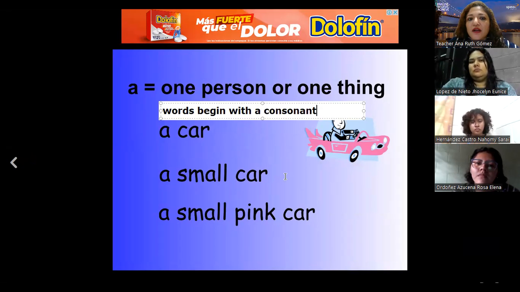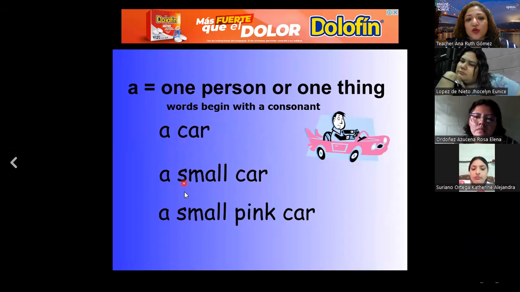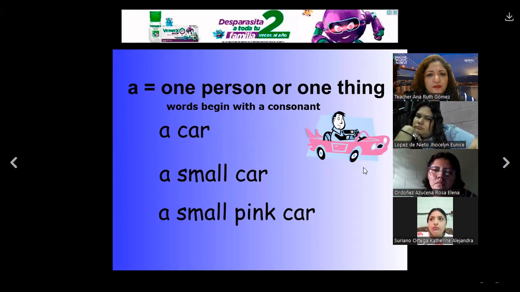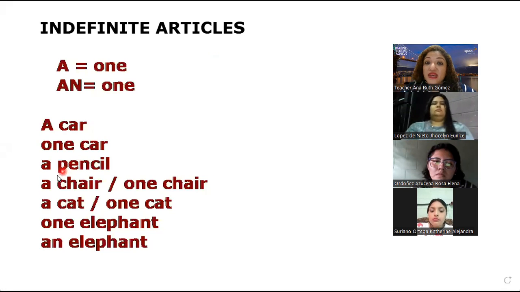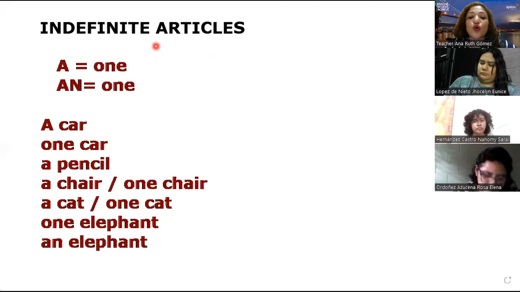For example, car, letter C is a consonant or es una vocal? It is a vowel. What is letter C? Consonant. What about, for example, if you say a pencil, letter P is a consonant or a vowel? Consonant. What about chair? A consonant. What about cat? A consonant. What about elephant? Vowel. All right, so pay attention to that. So let me see. So they see a car, a young woman, a friendly woman.